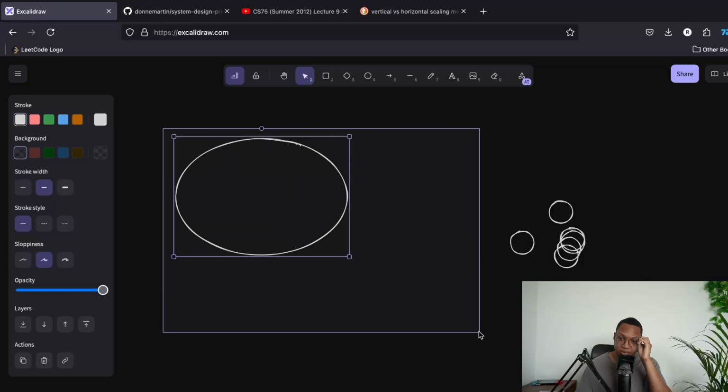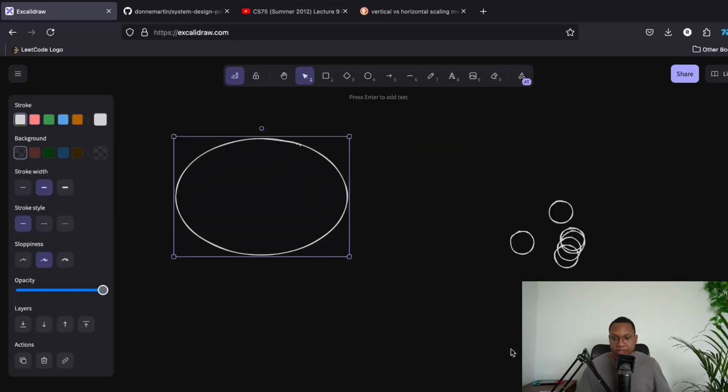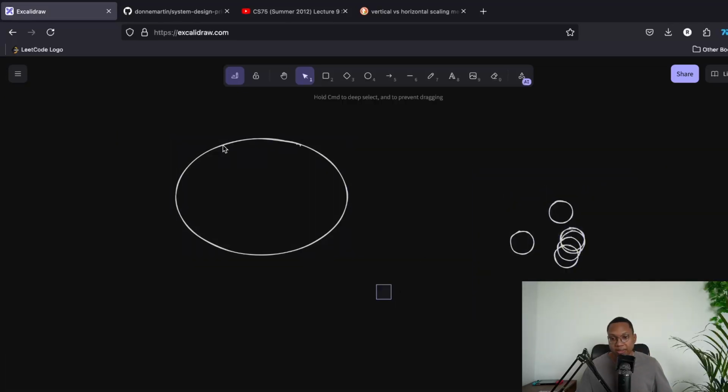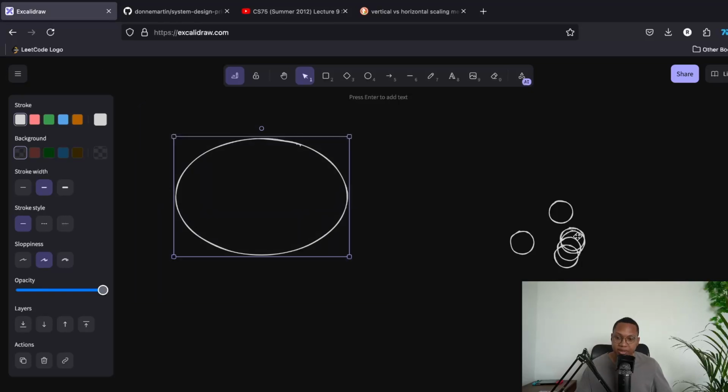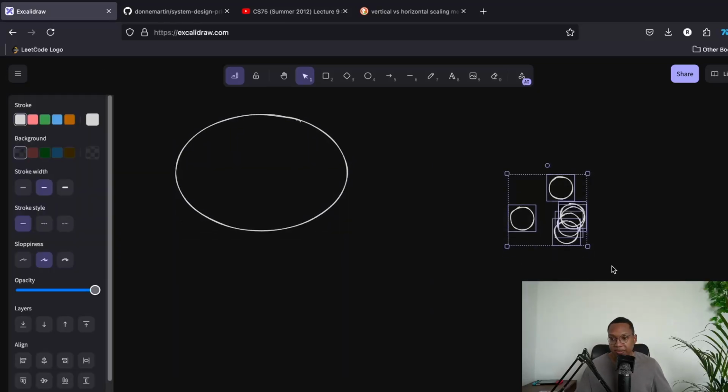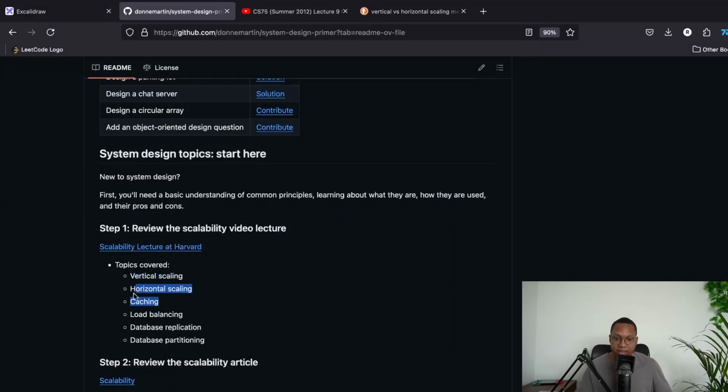So this is vertical. You max out one PC, one server as much as you can, but it's limited to the specifications of our time. And then this one is not limited by that, but it's just more complicated to handle. So that's vertical and horizontal scaling.